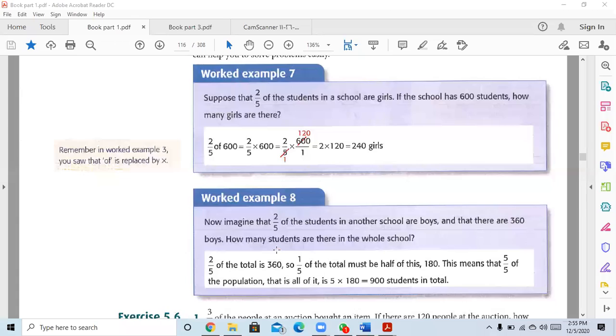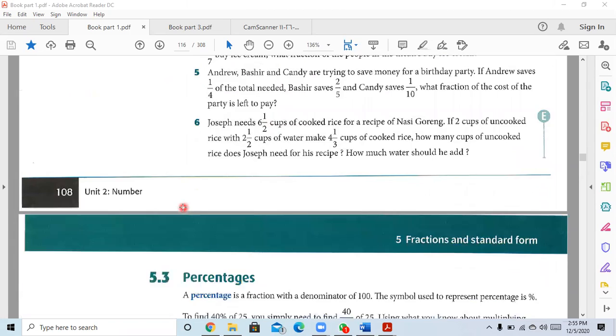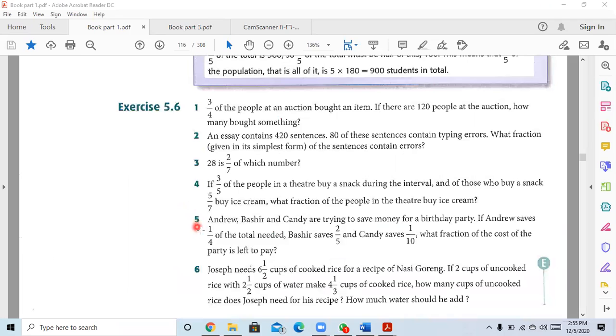Now here we have some questions. All these questions I will show you the answers as well, so don't worry about that. So here we have the questions. Let's suppose I solve any one of these. Let me solve question number 5.